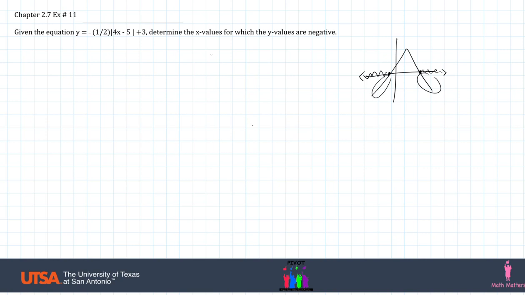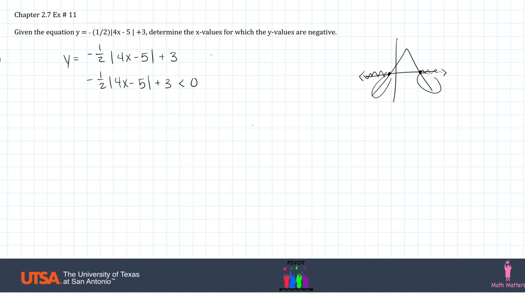So we can solve this by first isolating that absolute value. Let me just rewrite the equation. Y equals negative 1/2 times the absolute value of 4x minus 5, plus 3. Okay, so we want to know where all these y values are less than 0. So we have this inequality, less than 0.